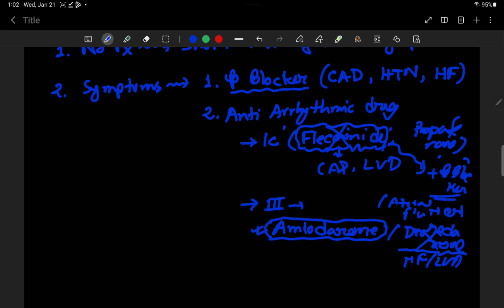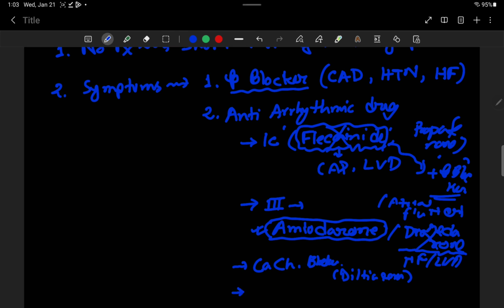There is another option of another drug, that is the calcium channel blocker, like diltiazem. Less effective than beta blocker if beta blocker is good, but if it is contraindicated, you can go with calcium channel blocker, but beta blocker is more than enough.